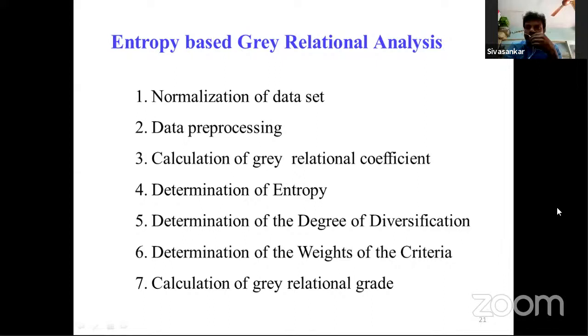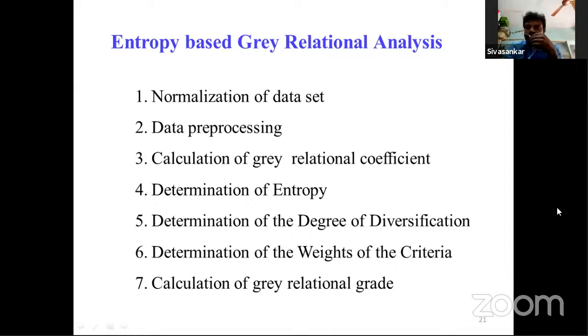Another one is determination of the degree of diversification. Degree of diversification means how much a particular value deviates from its ideal value. Normally, whatever value you find is subtracted from 1. 1 is the whole number. Whatever value you get should be subtracted from that 1. That is called the degree of diversification.